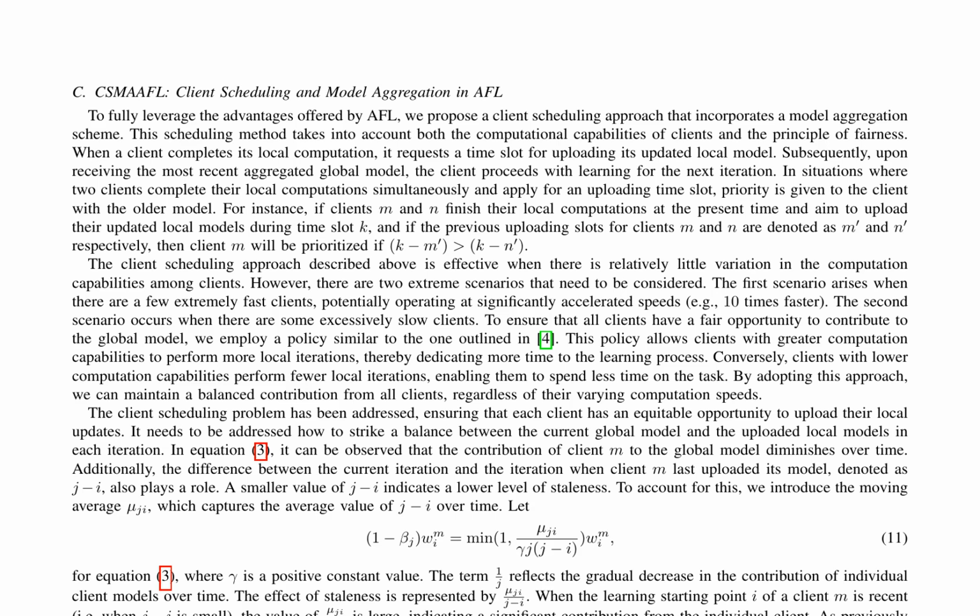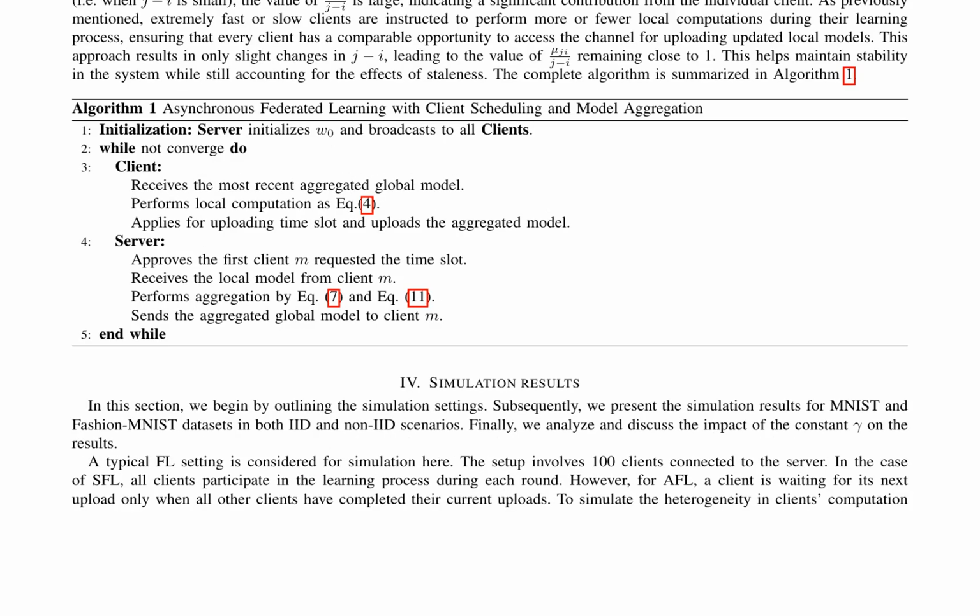The proposed CSMAAFL incorporates a model aggregation scheme, prioritizing clients with older models when they complete their local computations simultaneously. This approach ensures all clients have a fair opportunity to contribute, regardless of their computation speeds. The algorithm is designed to strike a balance between the current global model and the uploaded local models, accounting for staleness through a moving average. The simulation results demonstrate the effectiveness of CSMAAFL in both IID and non-IID scenarios, with the impact of the constant gamma on the results analyzed and discussed.